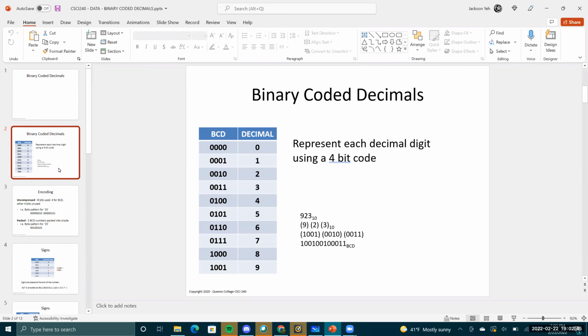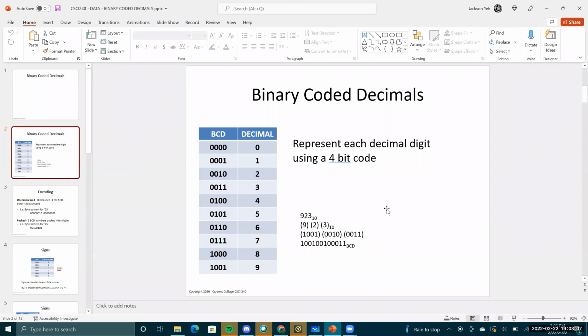You're not actually encoding a number base. What you're encoding is base 10, but using binary, right? I know it's a little bit confusing, so let's try and figure out exactly what it does. A BCD is a 4-bit binary code that is used to represent a decimal digit, okay?